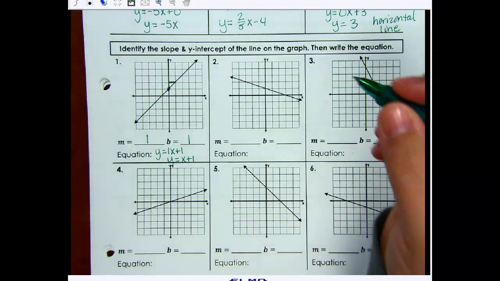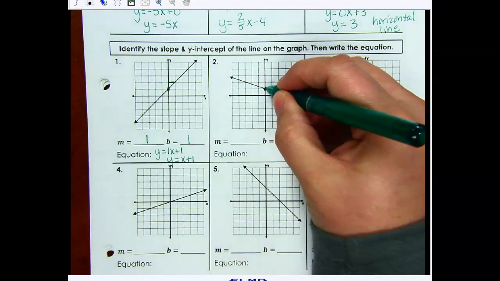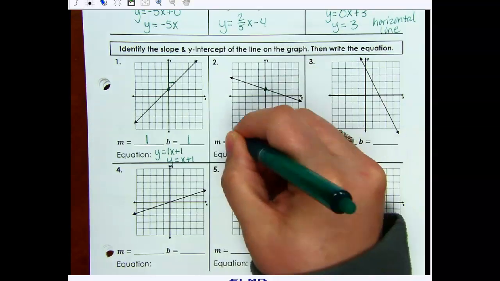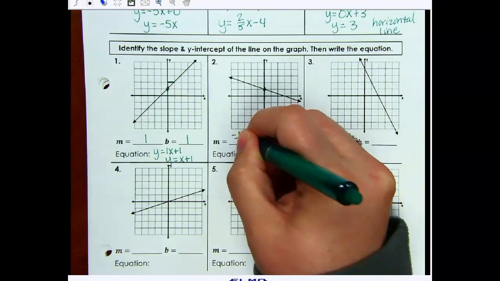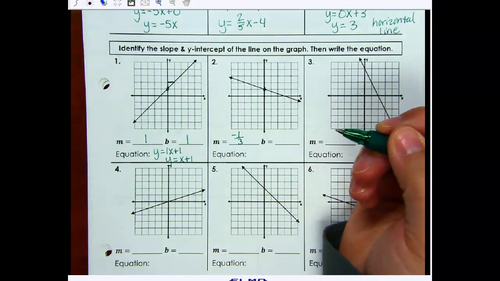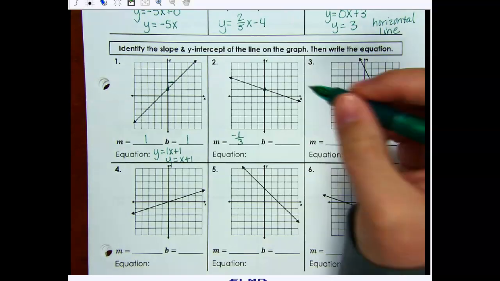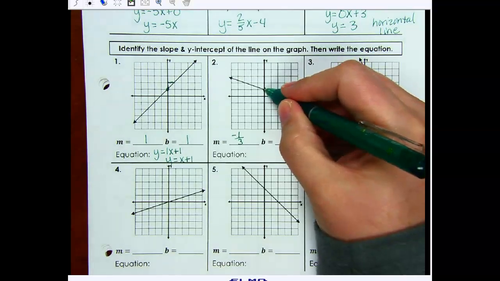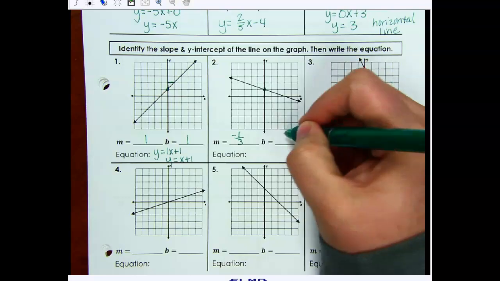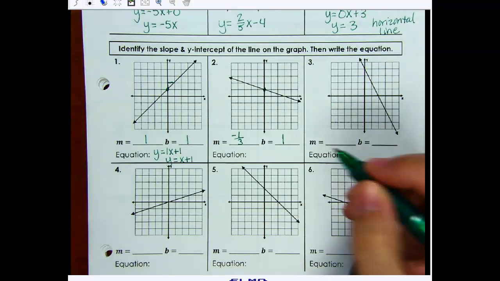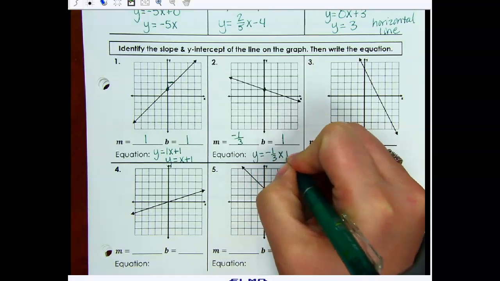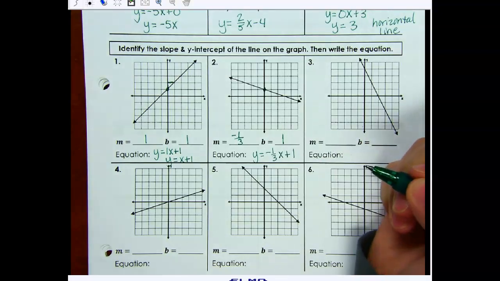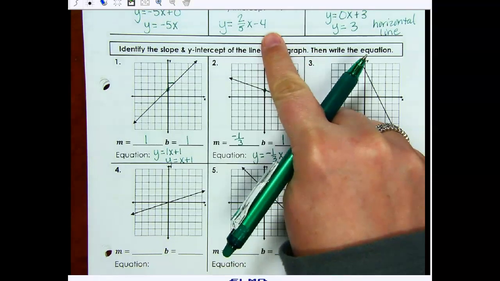All right, on this one, the slope, if we start here on the y-axis, we're going to go down 1, so that's negative 1, and then run 1, 2, 3. So you get the fraction negative 1/3. And then go back and look at that point where it crosses the y-axis. That's going to cross at 1 again. And so this time our equation would be y equals negative 1/3 x plus 1. And you can't simplify anything there. So you're just going to leave all those numbers like we did in number 5 right here.